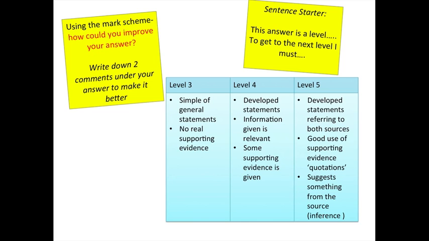Again, you are asked to do the same thing with question 4. Using the mark scheme, which is on your peer assessment worksheet or in front of you, how could you improve your answer? Write down 2 comments under your answer to make it better. For example, if you're a level 3, you could make it a level 4 answer by saying you'll give some supporting evidence. If you're a level 4 answer, you could say, I will become a level 5 by using more evidence, putting in more quotations, or using inference. As with the previous questions, if you are stuck, there is a sentence starter at the top for you.